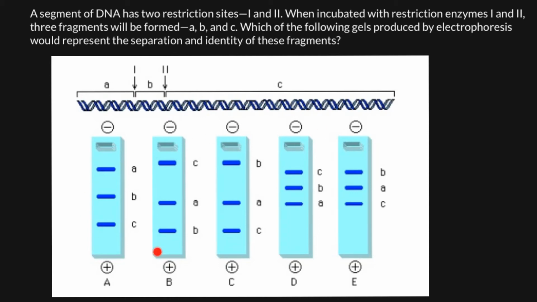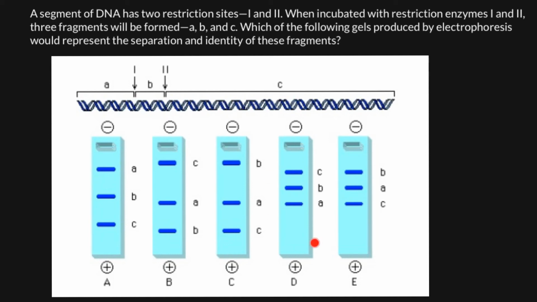So let's now take a look at these gels. So we expect that fragment C would travel the shortest distance from the well. What we see, for example, in this gel, we see that fragment A traveled the shortest distance from the well, and that means that this is not the correct answer. Here we see that C traveled the shortest distance, and this is correct. Here we see B traveled the shortest distance, and this is not the correct answer. But here also seems like a correct answer and a wrong answer here.